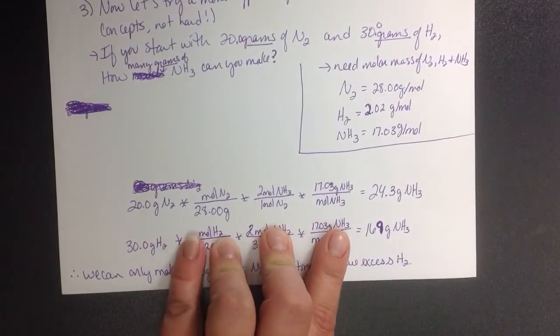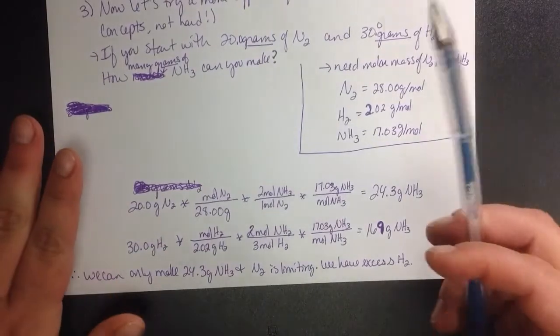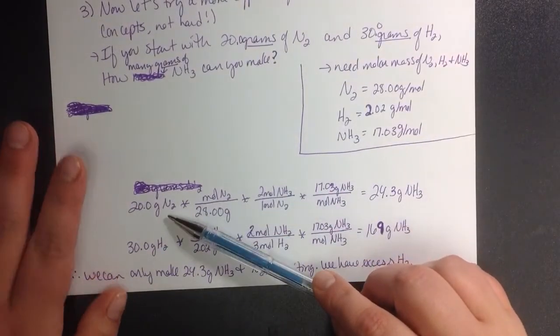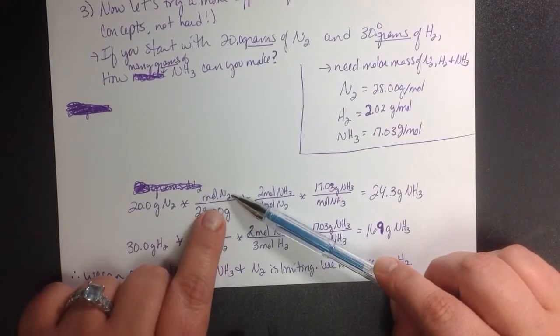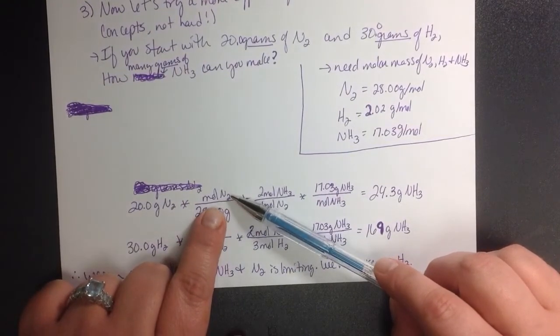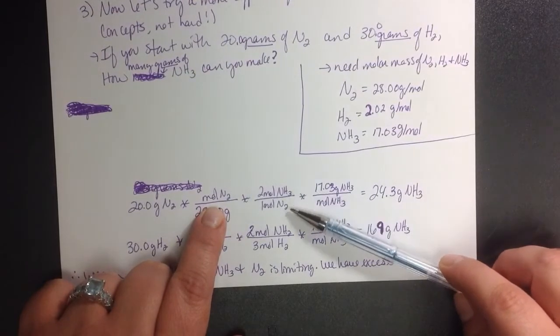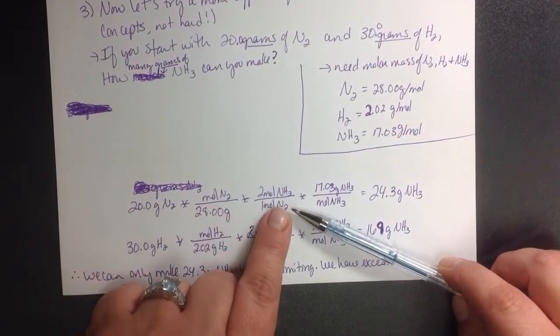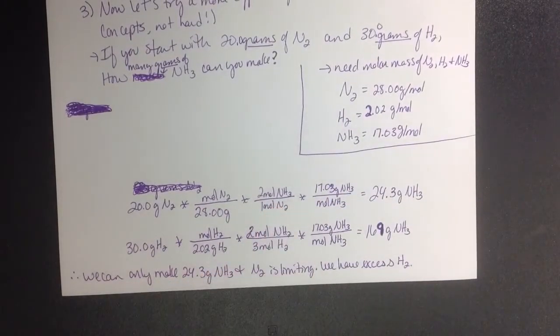One thing to point out here, make sure that you're using the right conversions, okay? So I start with N2 grams. I go from grams of N2 to moles of N2. I need to figure out how much NH3 I can make, so we need the molar relationship between N2 and NH3, so that's where that comes from. And then for NH3, you have to have the molar mass of NH3 itself.